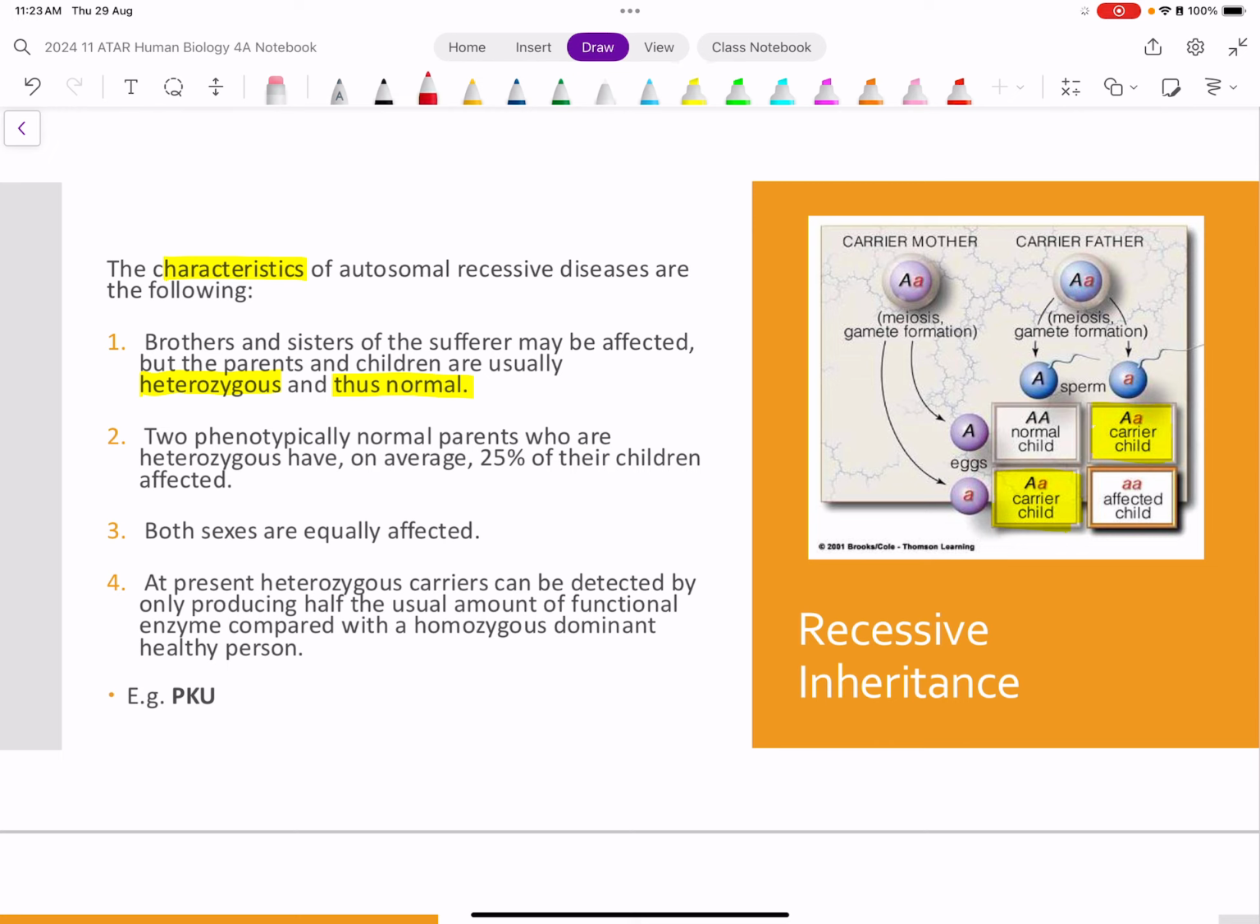Our second characteristic, so point 2 here now: 2 phenotypically normal parents, so just 2 regular parents who are heterozygotes. So again, parents who are heterozygous, 25% of their children will be affected. And we can see this 25% affected in our diagram here, where we have our 2 heterozygote parents, so capital A, little a for the father and for the mother, and they produce 1 normal child, homozygous dominant, 2 carrier children, heterozygotes, and 1 affected child, homozygous recessive.